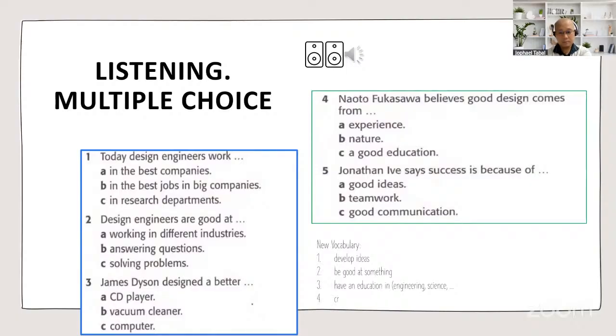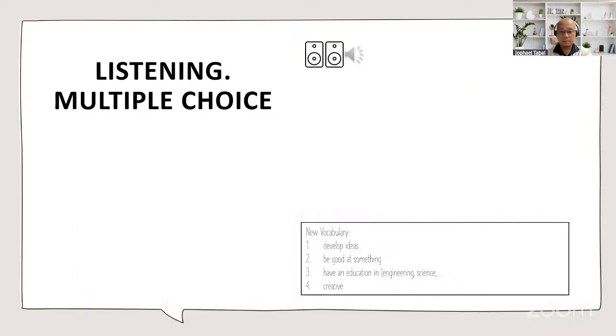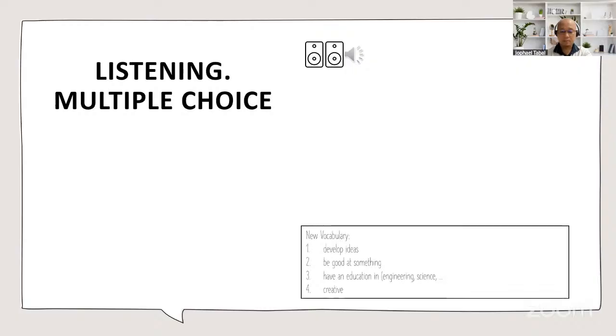Design engineers need a good understanding of engineering, but design engineers can't do everything. To make a product in the modern world, we need a team of people. Design engineers need good teamwork skills and need to be good at communicating. Probably the most famous design engineer in the world is Apple's Jonathan Ive. He developed a new way of carrying music around with us in our pocket. Jonathan Ive always says that success is because of his team.